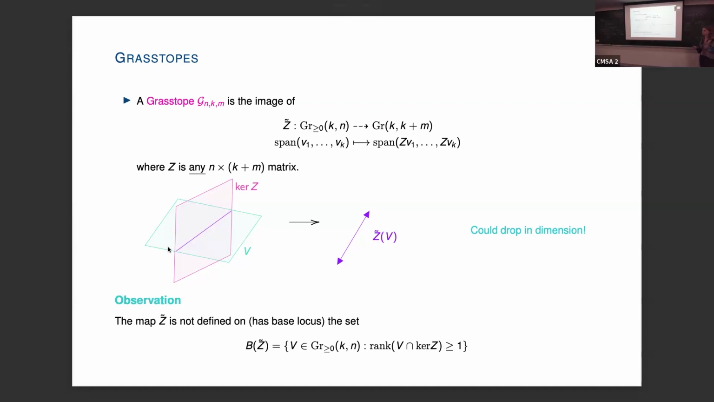So we say that the map Z tilde, which is induced from our linear map Z, is not defined on the set of vector spaces in the non-negative Grassmannian that have non-trivial intersection with the kernel of Z. It turns out for the amplituhedron, you don't have to worry, since this set is always empty when Z is totally positive. But now a natural question is, when do we actually have to worry that this map is not well defined?